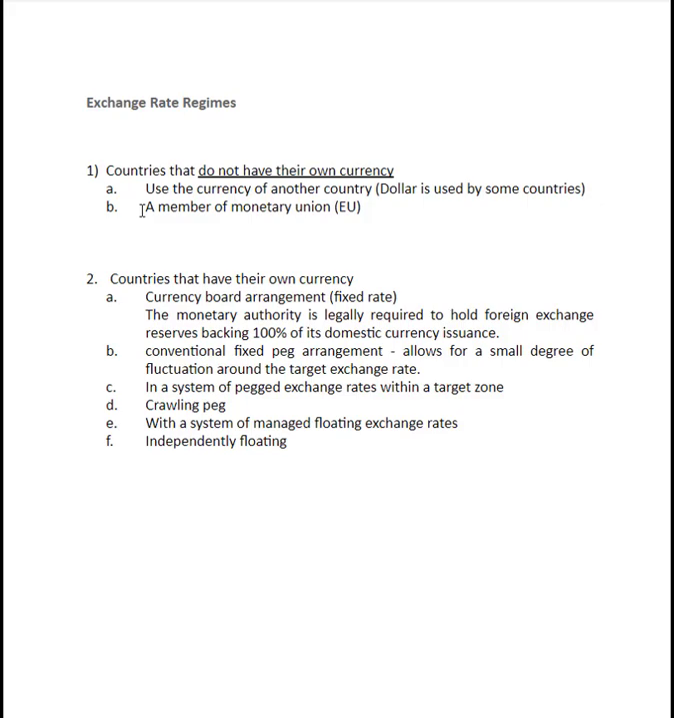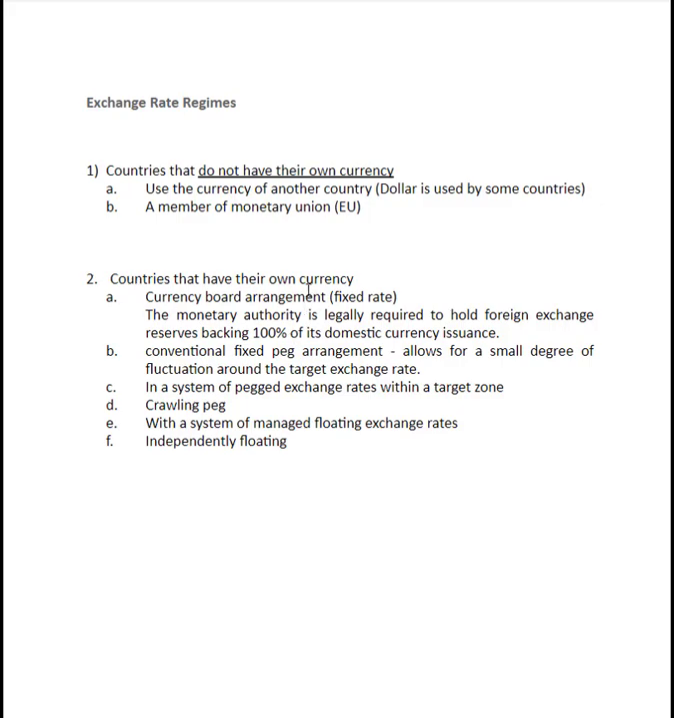The second category here is the monetary union. The EU is an example of this, where multiple countries give up control of their monetary policy and contribute towards coming up with a common monetary policy for that region. And they accept the common currency, in this case the euro, being accepted in the EU region.